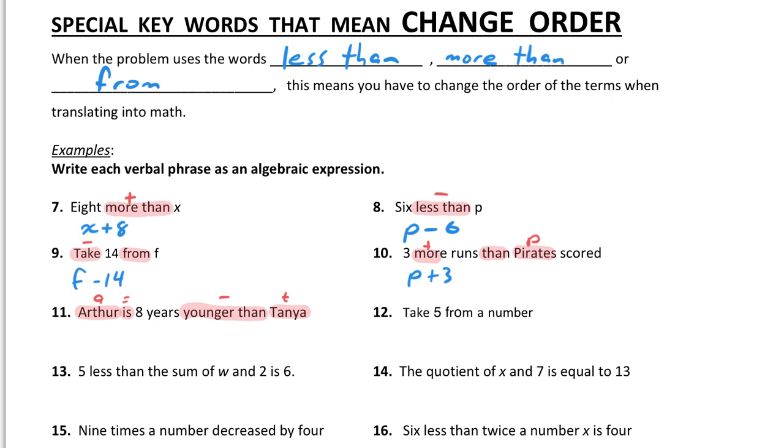We've got Arthur, which is A, is 8 years younger than Tanya. So we go T minus 8. 8 years less than Tanya.